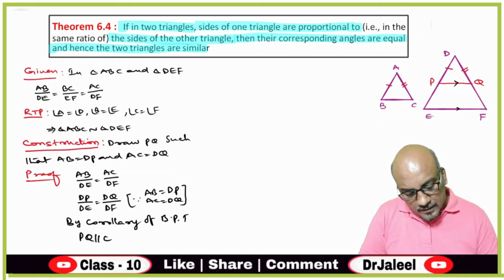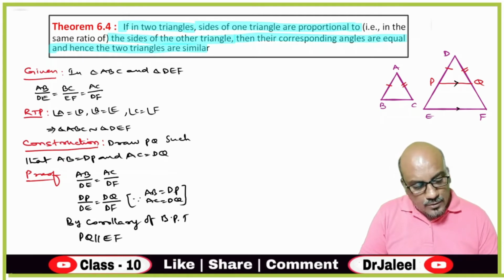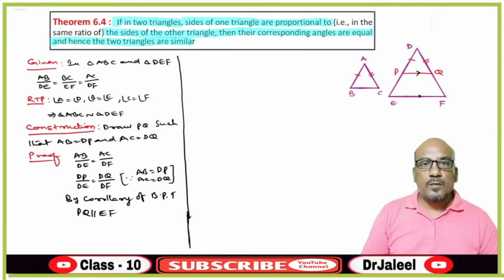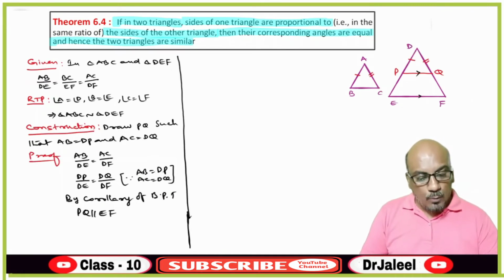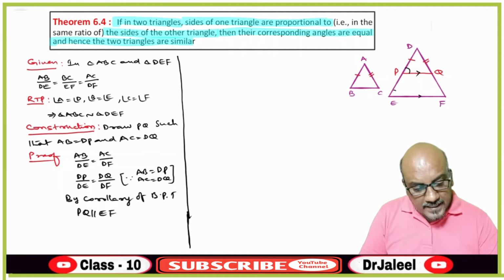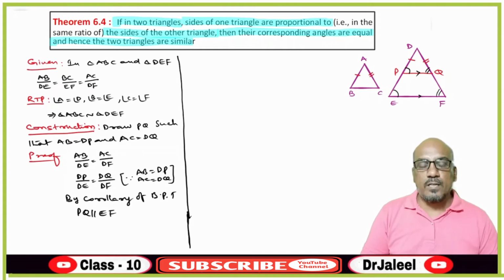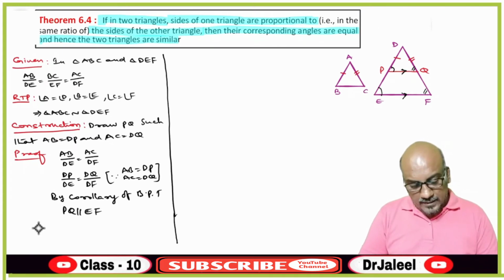PQ is parallel to EF. So children, you have proved that both the lines are parallel. So when both the lines are parallel, what is your opinion of this P and E? Both must be equal because they are corresponding angles. This Q and F, yes, these two are also equal. So let us mention them.